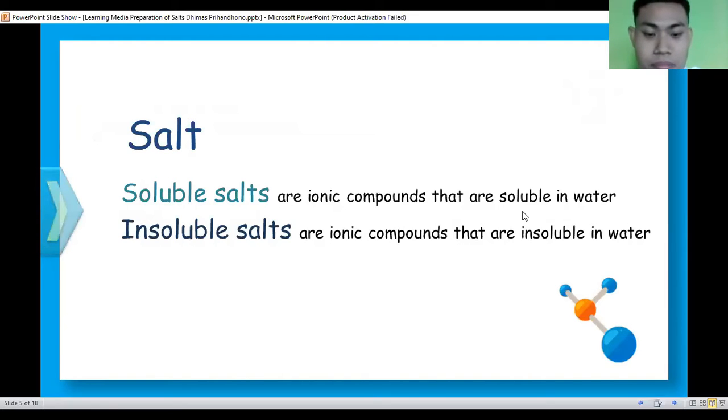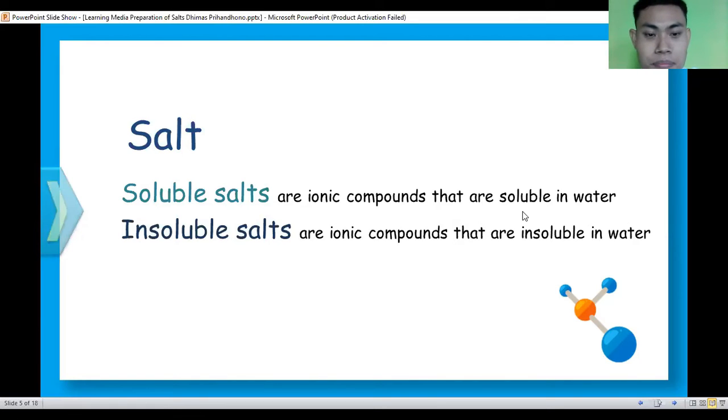Okay, next material is salt. Salt consists of two types, namely soluble salts and insoluble salts. Okay, Ingrid, can you read the PowerPoint slide? Yes, Mister. Salts have two types. One, soluble salts are ionic compounds that are soluble in water, and two, insoluble salts are ionic compounds that are insoluble in water. Okay, thank you, Ingrid. So salt consists of two types, namely soluble salts and insoluble salts.